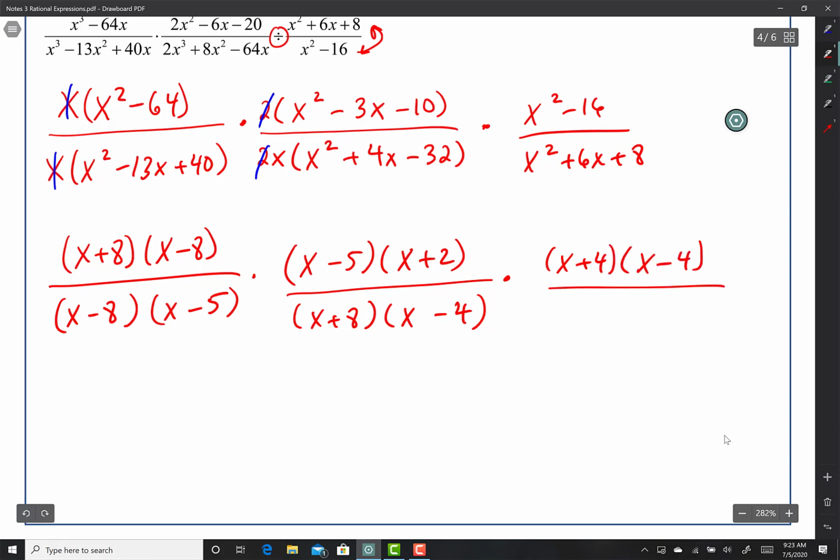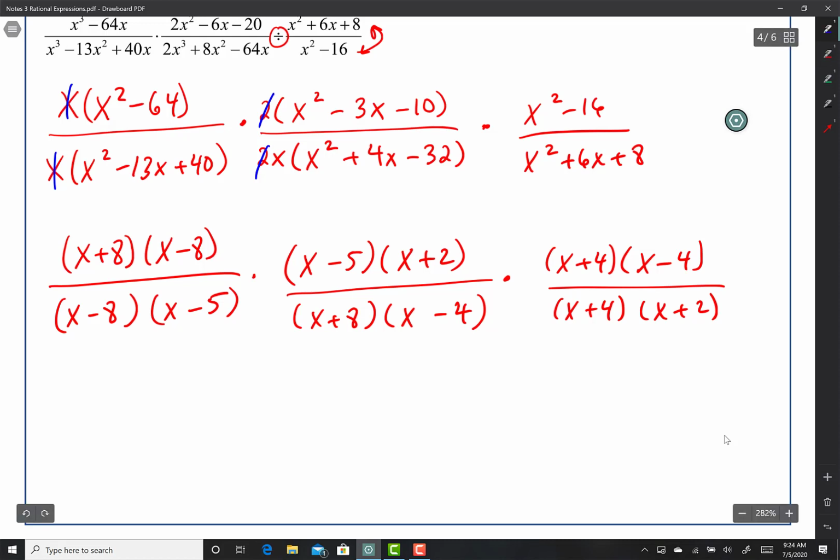Over. And on the bottom, let's see. What two numbers multiply to give you 8, but add up to 6? 4 and 2. X plus 4, x plus 2. 4 times 2 is 8, and then 4 plus 2 is 6. All right, now we're ready.